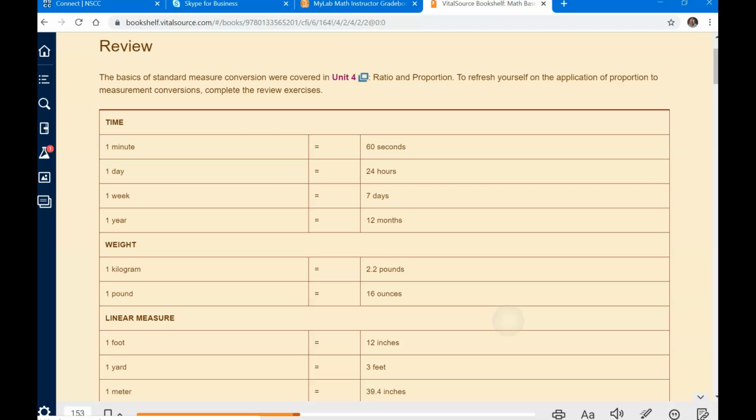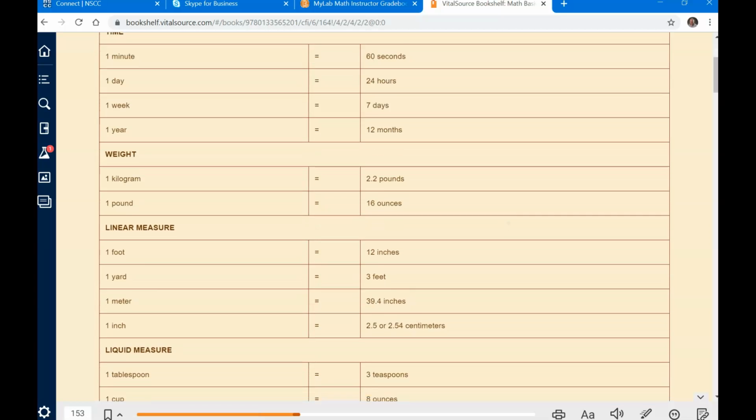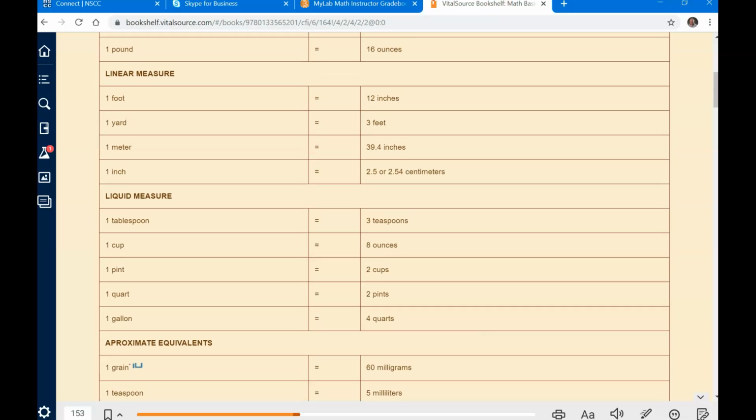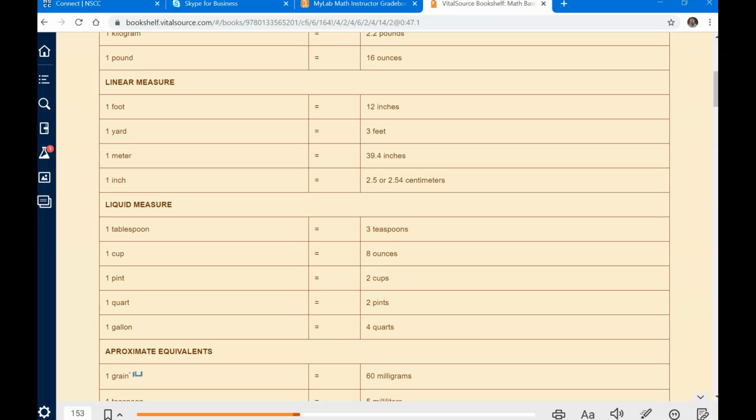And we have time, weight, linear measure. These things here, these are all your equivalent statements. For example, 1 tablespoon is 3 teaspoons. 1 cup is 8 ounces, and so on. So if you want to, and you're really bored and you have nothing to do and you have no life, you can memorize them. But if you do have a life and something better to do, don't bother, because I'll give you the answers.